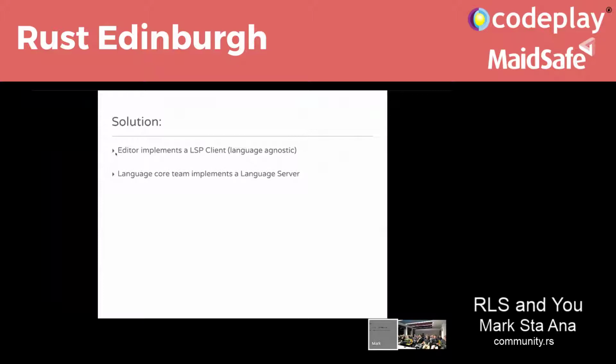Well, the solution is to have the editors implement an LSP client, and the LSP itself is language agnostic, as we'll see in a moment. And then the core team implements a language server, and this is exactly what's happened with Rust. They've created a language server that is aware of Rust and can respond to any client as long as it implements the LSP client protocol.